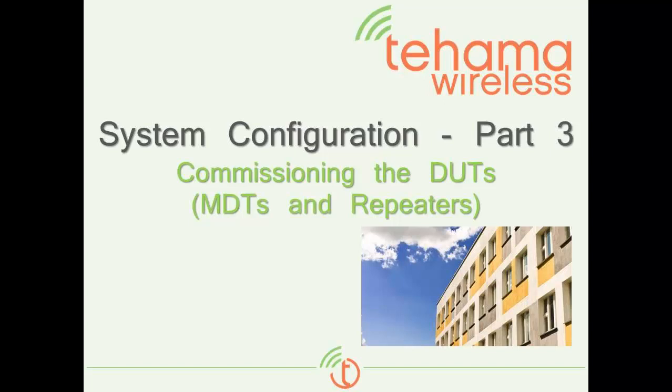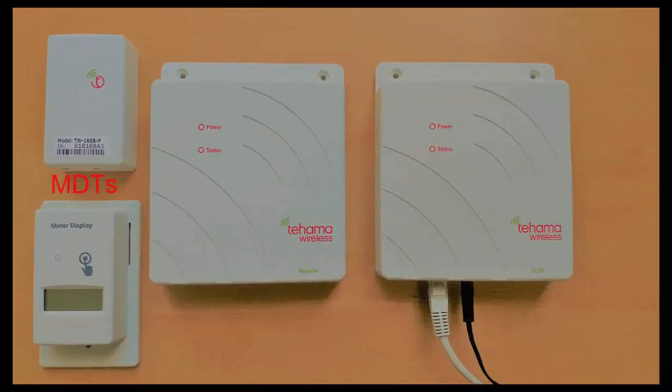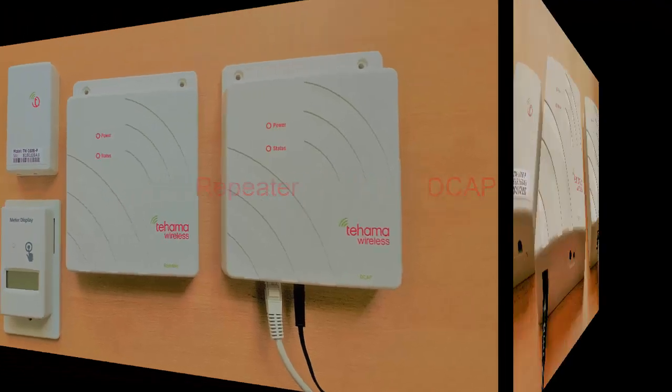System Configuration Part 3. In this video, we will go over the commissioning process and how to add the MDTs and their associated meters. Now that the decap has been installed and configured in Part 2, we need to power up the MDTs and repeaters so that they can communicate with the decap.